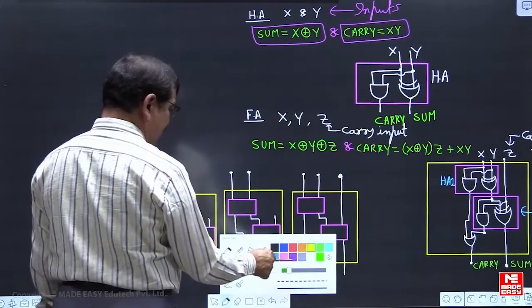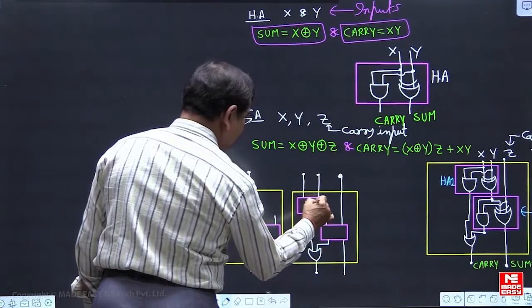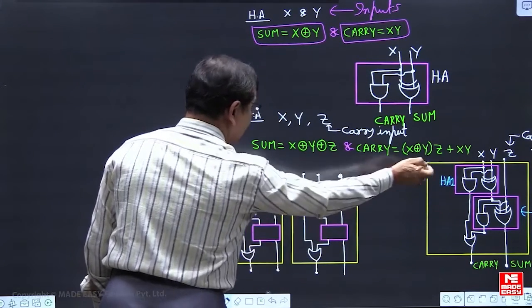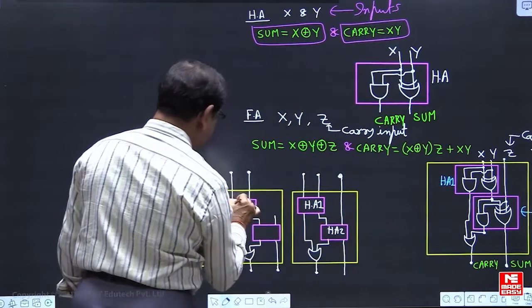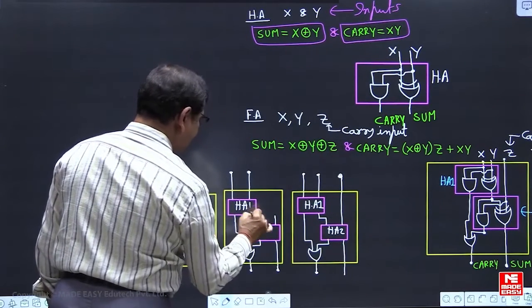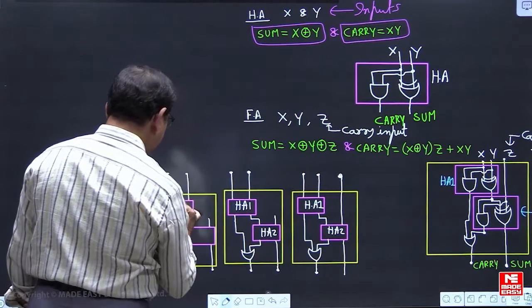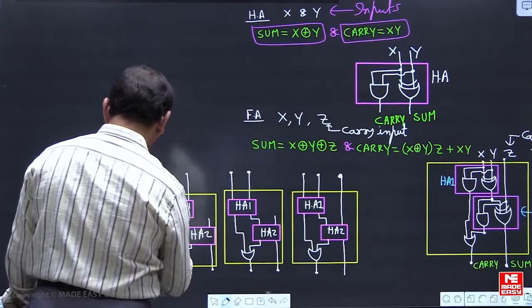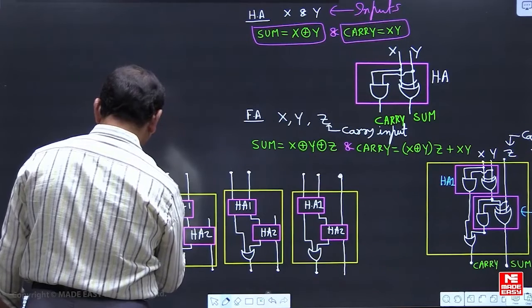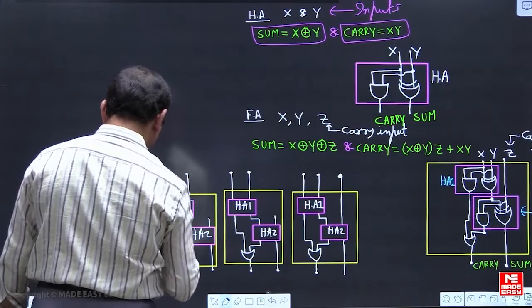So inside, if you look at each full adder, it has two half adders. Half adder 1 is named here, and here half adder 2. So this is half adder 1, it is half adder 2. This is half adder 1, it is half adder 2. This is half adder 1, it is half adder 2. Right.